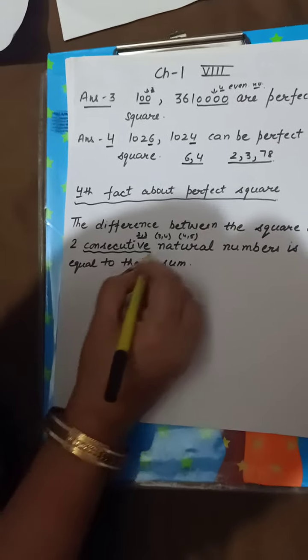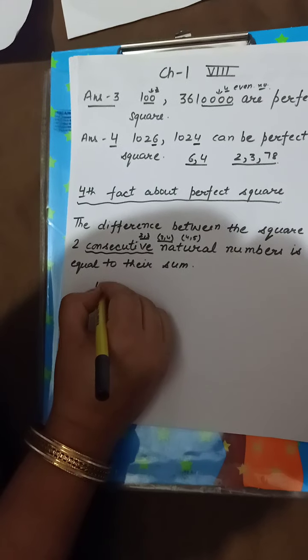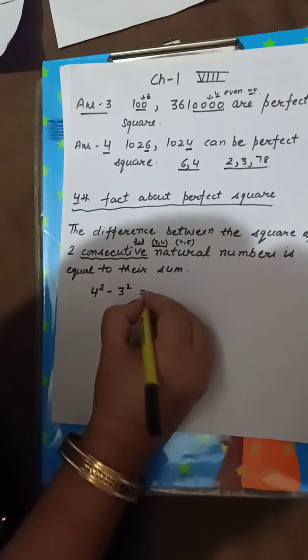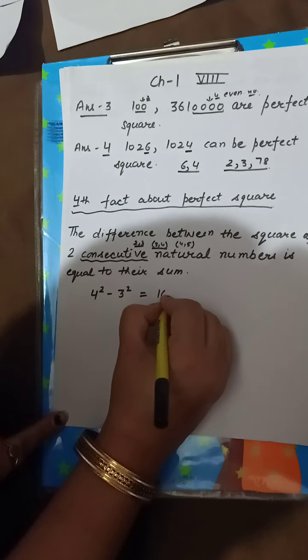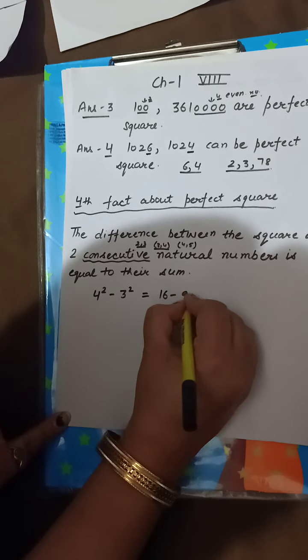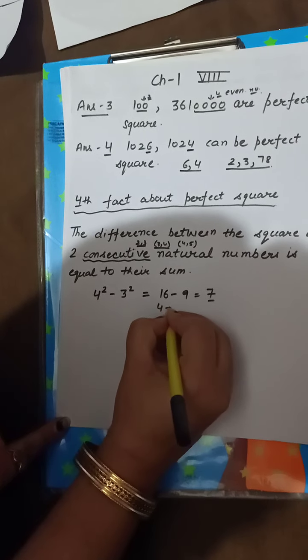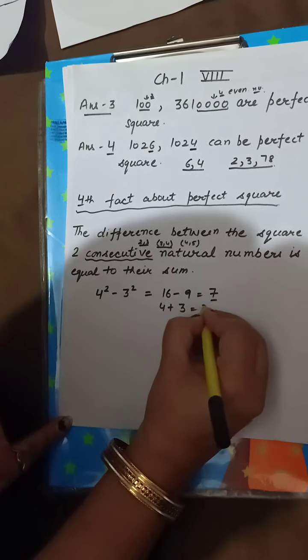For example, we can take 3, 4. 4 square minus 3 square: 4 square means 16, 3 square means 9. The answer is 7, and 7 can be obtained by adding them. 4 plus 3 is equal to 7.